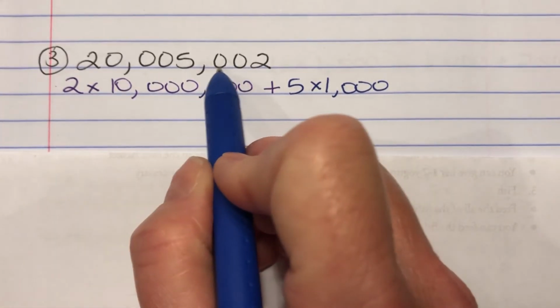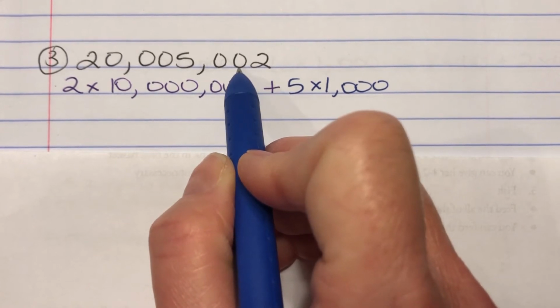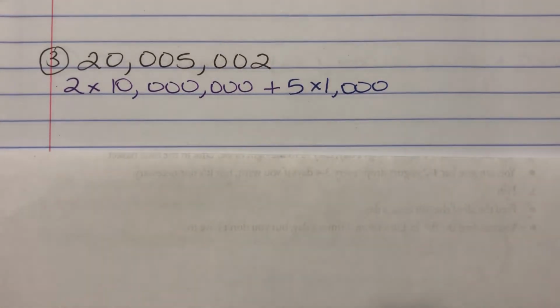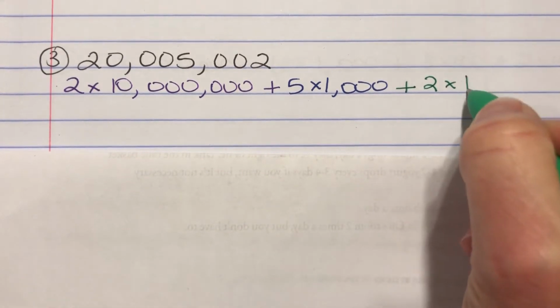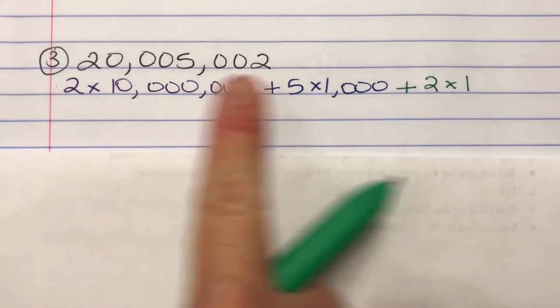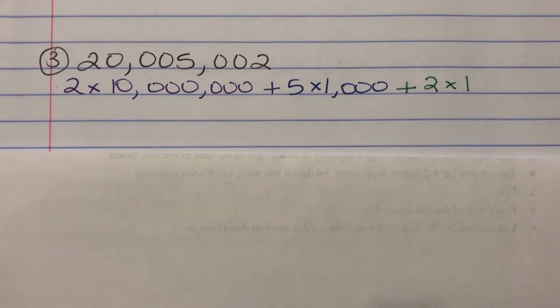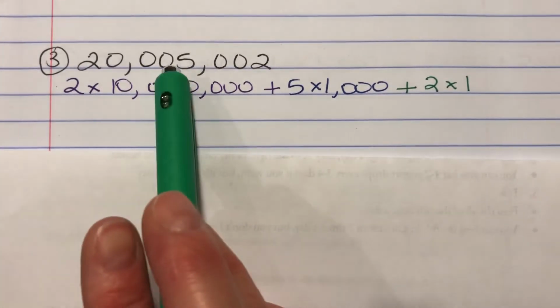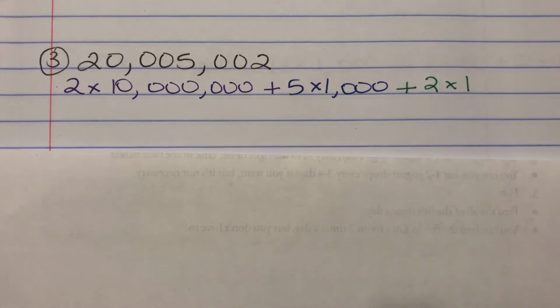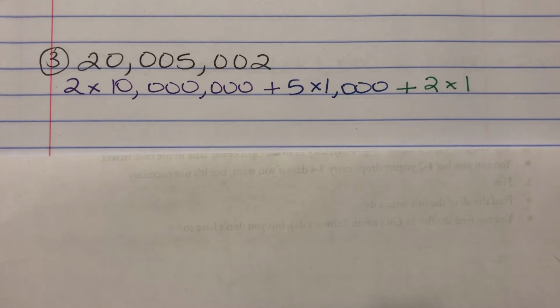Then in the hundreds place I see a 0. In the tens place I see a 0. In the ones place I see a 2. So I would finally write plus 2 times 1. So with this one, there were only 3 digits that we had to expand out. The rest of them are zeros, and when you multiply 0 by something, you get 0, so it's not necessary to list them. Okay, one more of this, and then we'll try to do the opposite of what we're doing now.